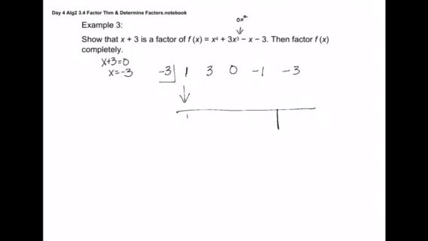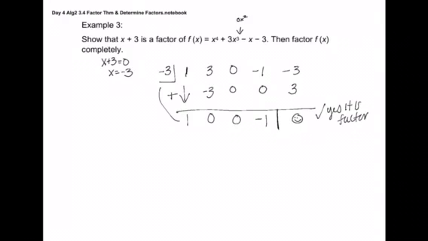You want to drop your first term, multiply, then add. Multiply, 0 times negative 3 is 0. 0 plus 0 is 0. 0 times negative 3 is 0. Negative 1 plus 0 is negative 1. Negative 1 times negative 3 is positive 3. Negative 3 plus 3 is 0. We got a remainder of 0, so yes, it is a factor.